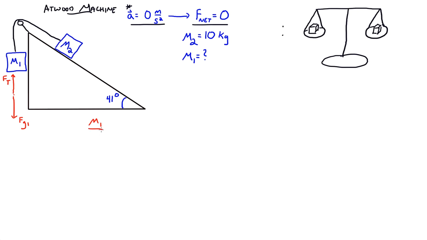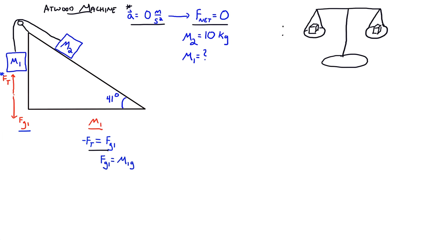Now since we have already determined that the system is in equilibrium, we know that Ft must equal the opposite of Fg1. Thus, if we can determine the tension force acting on mass 1, we would also know the magnitude of the gravitational force, which would enable us to easily calculate the mass of block 1 according to the relationship Fg1 equals m1 times g.